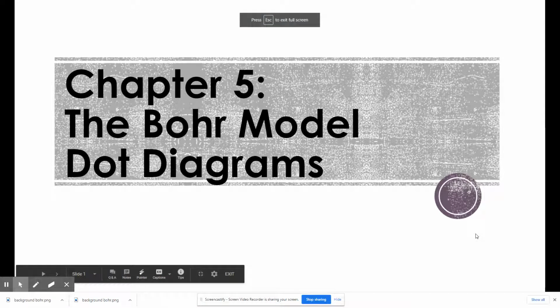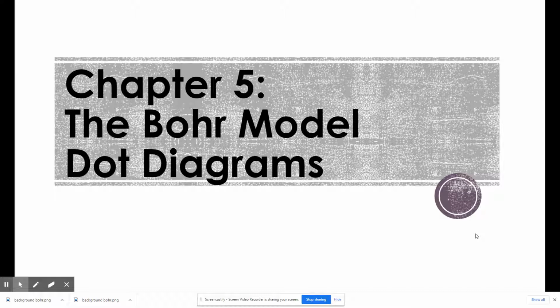Good morning, ladies and gentlemen. Today we're going to be talking about Bohr models and electron dot diagrams.